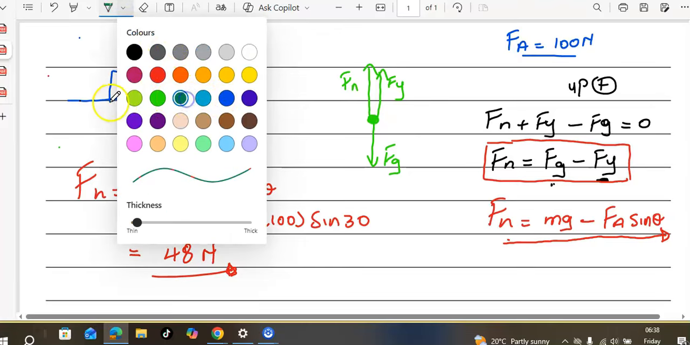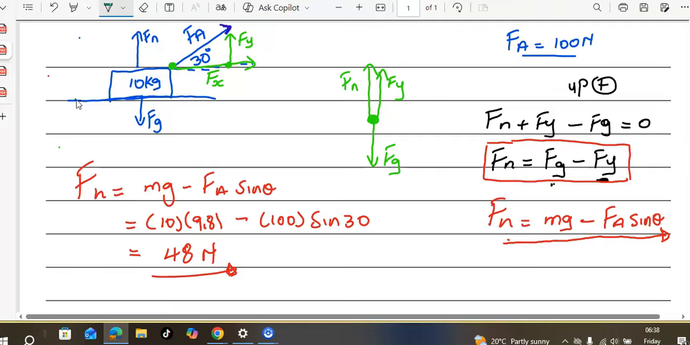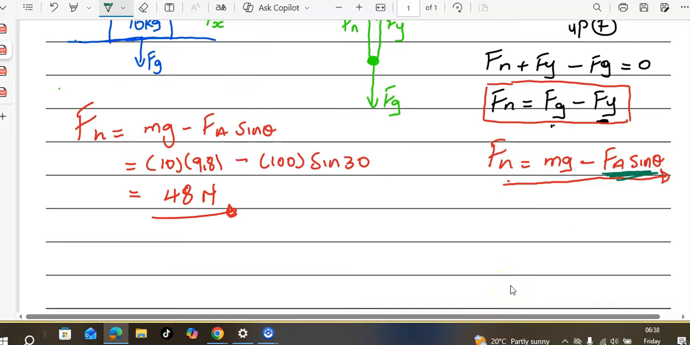Listen. Now let's explain this part. Where is the Fa sine theta coming from? Do you know where that is coming from? Remember, this is 90 degrees, right? Yes, sir. So let's write down the triangle here. This is my F applied. This is my Fx. And this is my Fy.